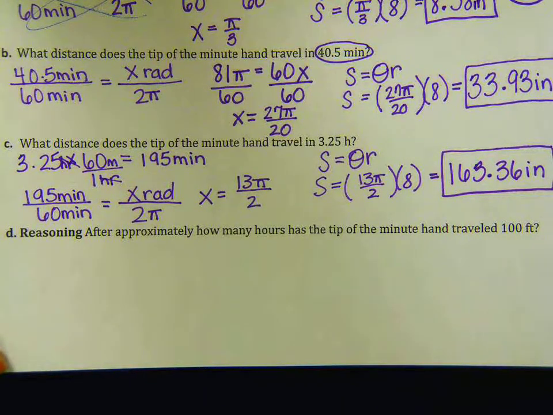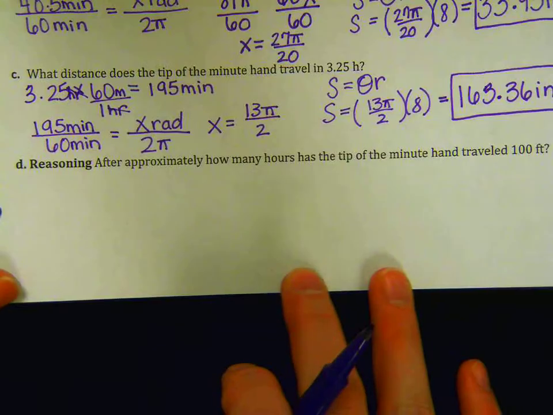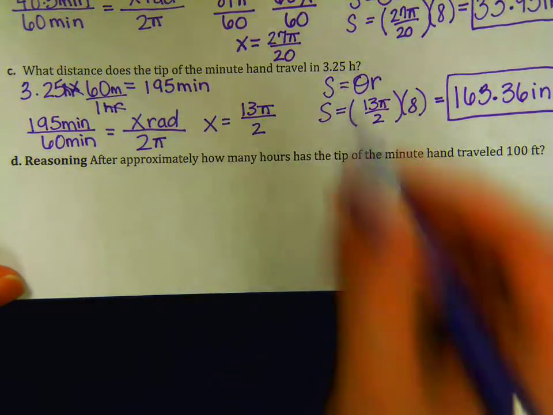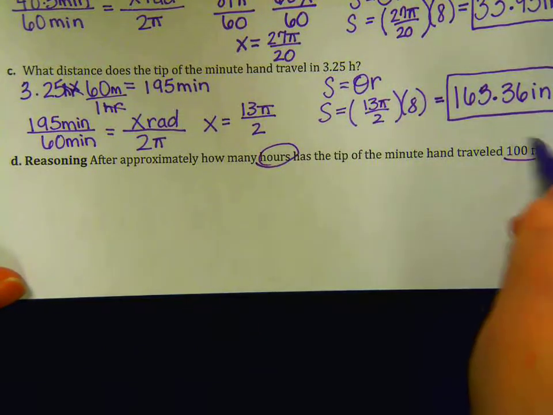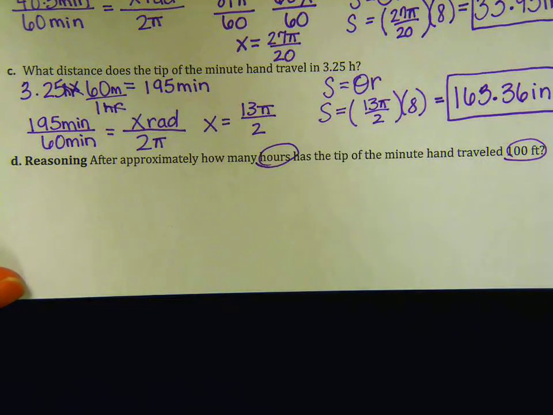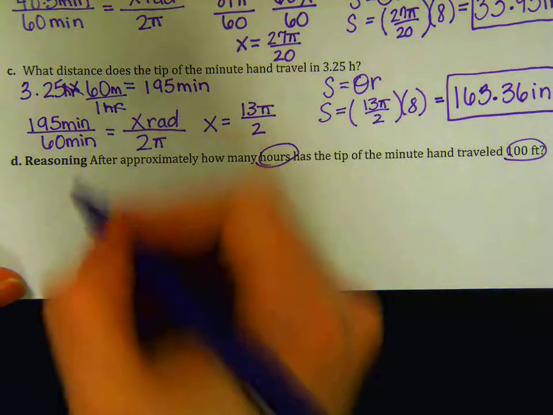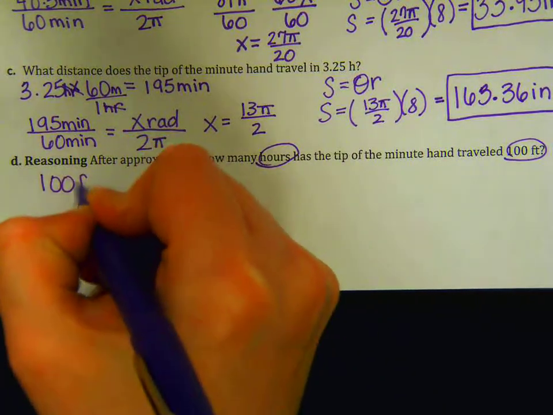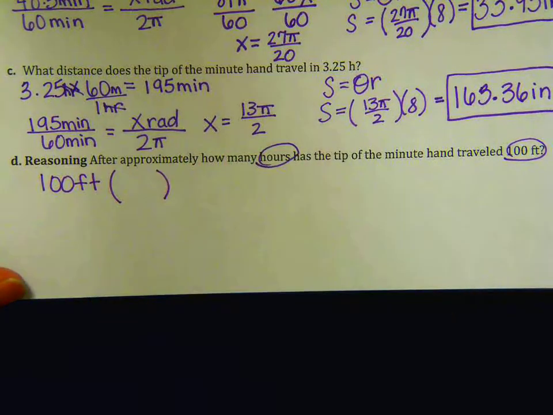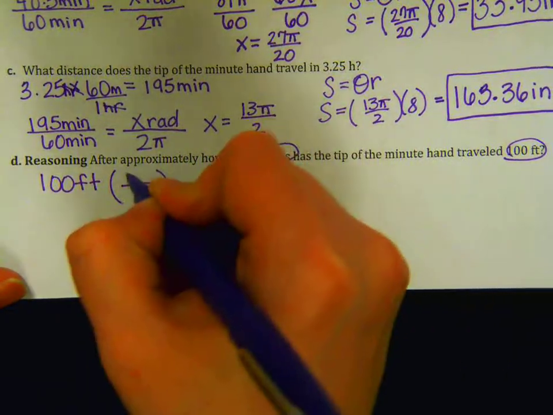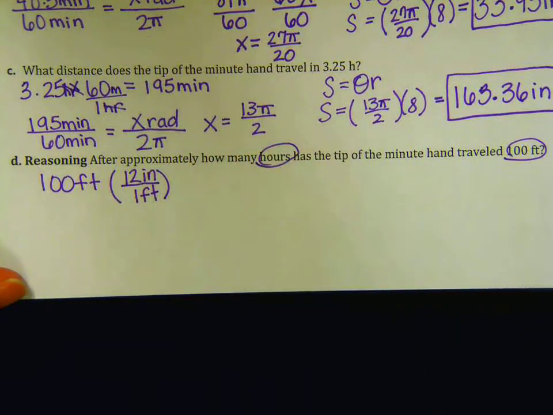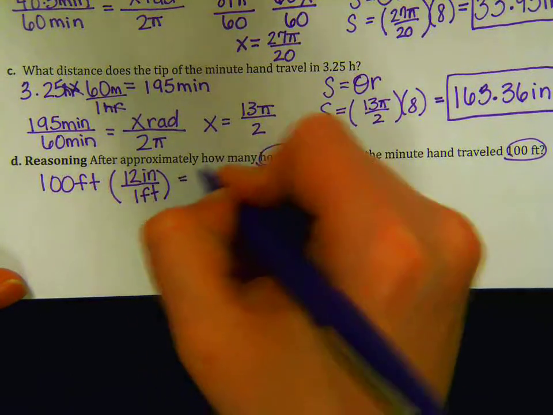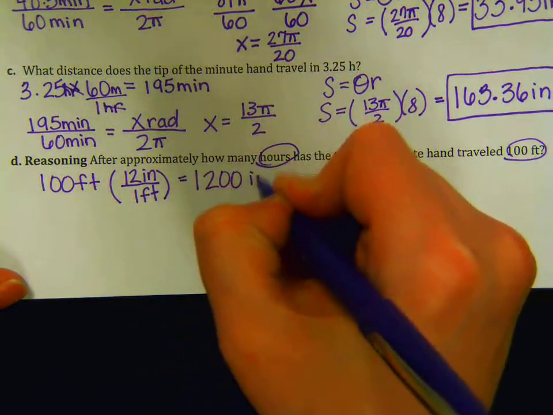And we have one last one. So at the very bottom here, after approximately how many hours, so I'm looking for something a little different now. Hours, has the tip of the minute hand traveled 100 feet? Well, all of our A, B, and C's have been measured in inches. Now we have feet. So I'm going to have to take 100 feet and multiply by my 12 inches in 1 foot. That's, of course, 1,200 inches.